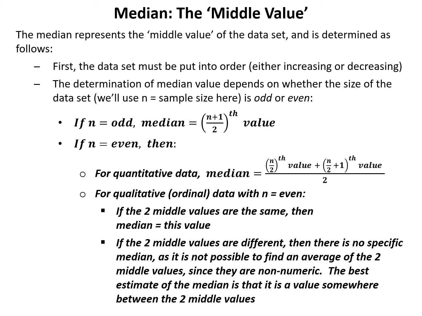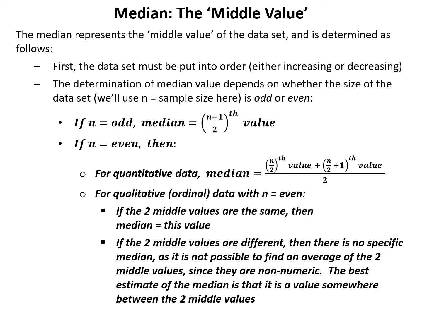Now, if n is even, the way we figure out the value of the median depends upon the type of data. If there is an even number of data values, then there won't be a single middle value. There'll actually be two values in the middle, and we want to take the average of those two values. Whether or not we can do that actually depends upon the type of data.